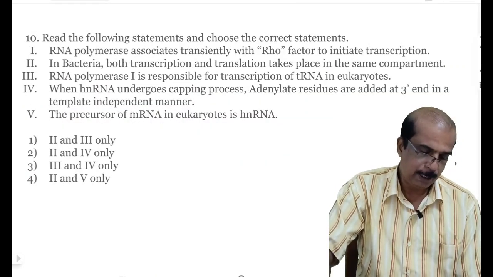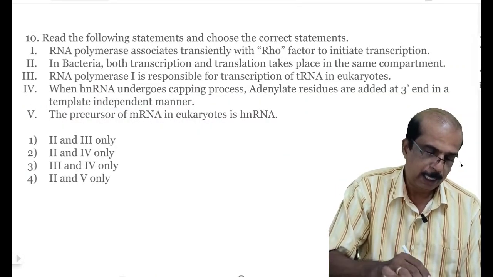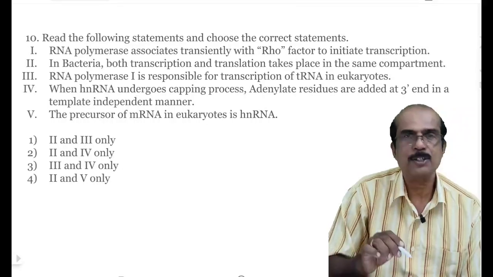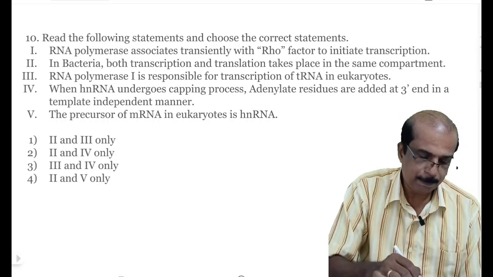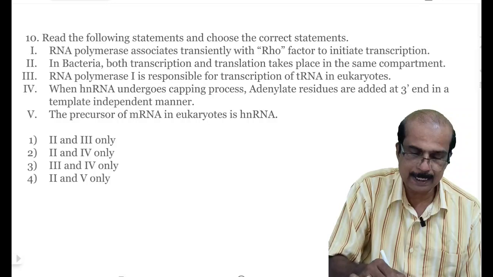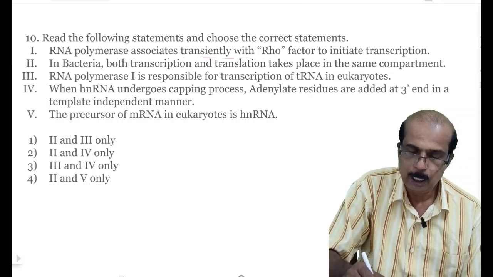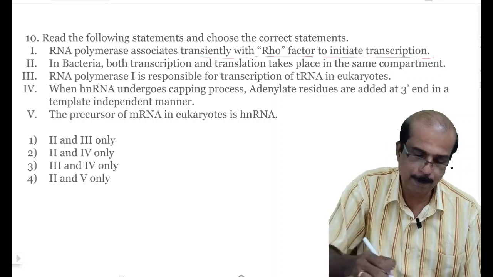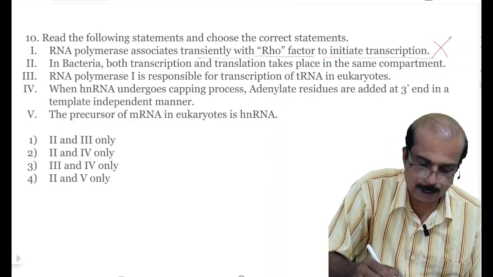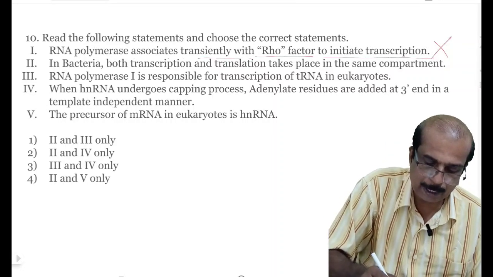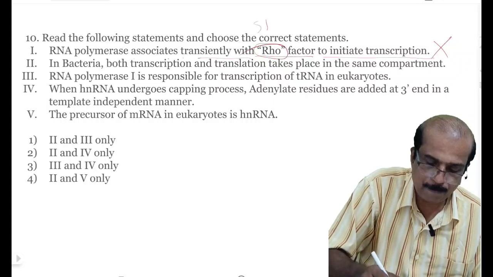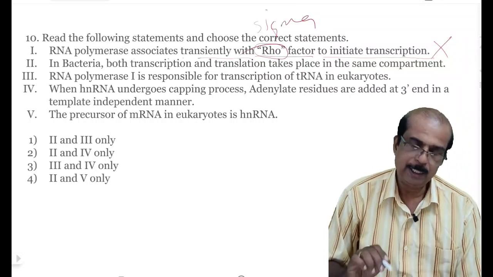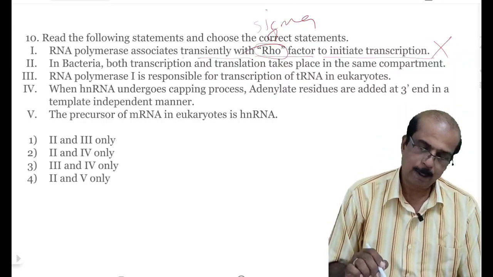Next question, 10th question, statement type question. Read the following statements and choose the correct statements. RNA polymerase associates transiently with a rho factor to initiate transcription. The statement as such is wrong because RNA polymerase associates transiently with the sigma factor to initiate transcription. Statement 1 is wrong.